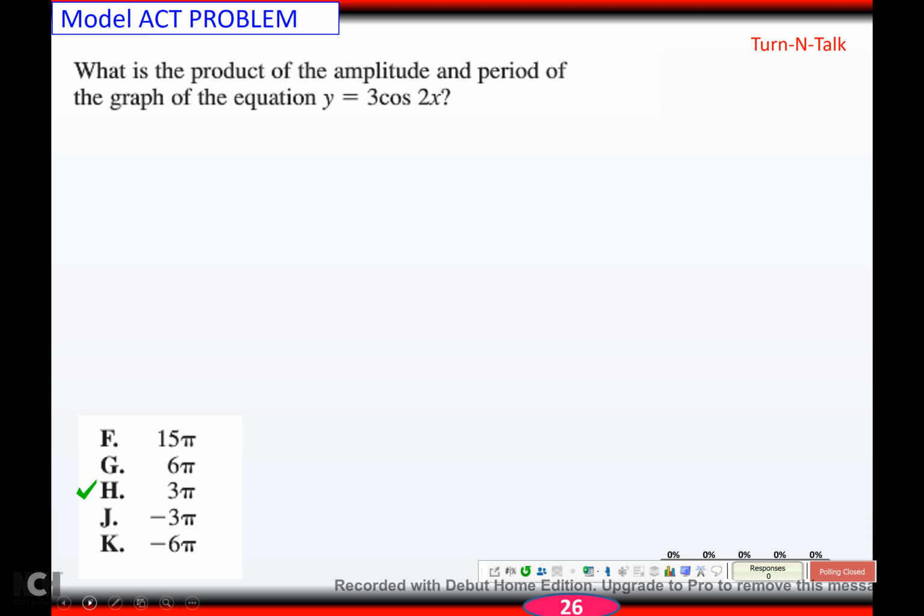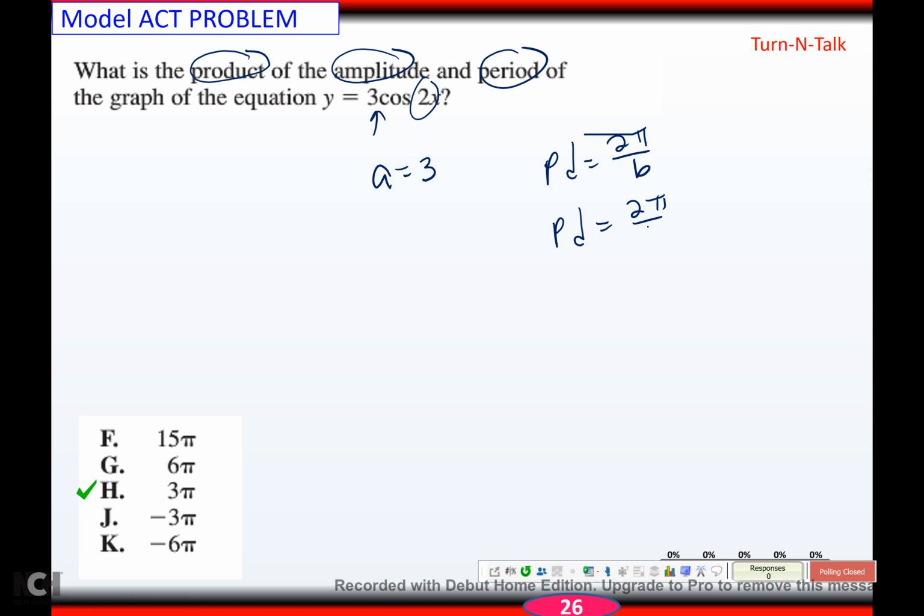And hopefully you got H. So it says, what is the product? So it's telling me to multiply the amplitude and the period together. Well, my amplitude is 3. Period for cosine is 2 pi over b. B is 2, so my period is 2 pi over 2, which gives me a period of pi. And if I multiply those two together, I get 3 pi.